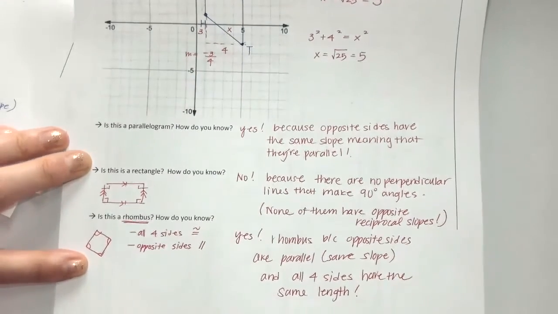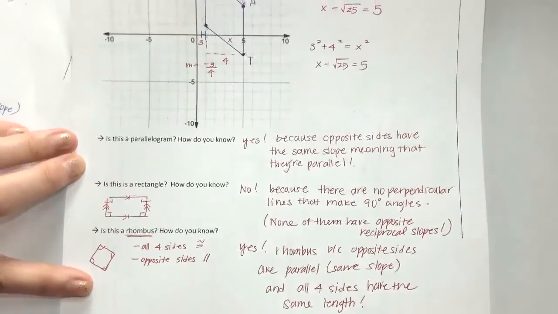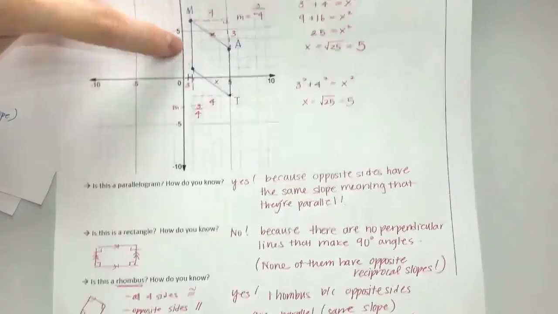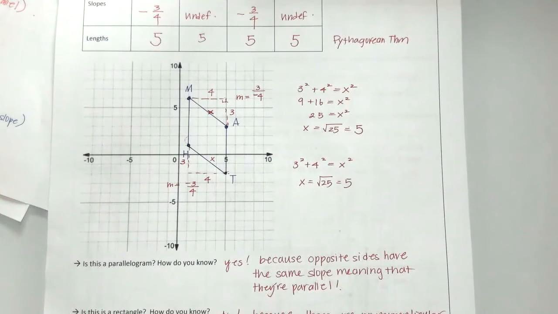Okay, and that's it. That's the end of the video. So make sure, again, you know how to find the slope of each of those sides and find the length of each of the sides using the Pythagorean theorem. And that was the main point of today's lesson.